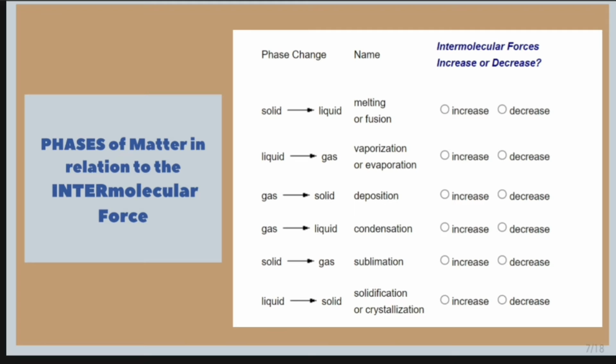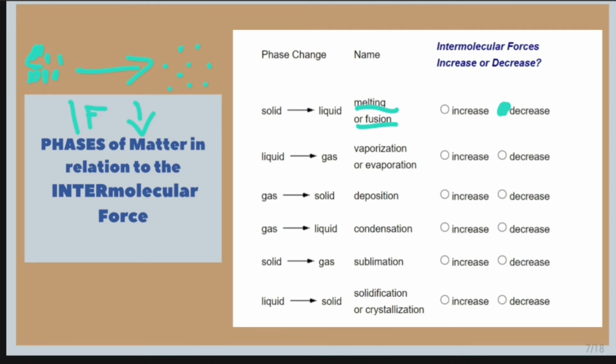Now, let's see what happens to the intermolecular force during a phase change. What happens to the intermolecular force if a solid turns to liquid? Kapag ang phase change ay melting or fusion, the intermolecular force is decreased. Bababa siya. Bakit? Kasi si solid, compact siya. Compact yung molecules niya. Now, kung pupunta siya sa liquid na mas disperse yung molecules, ibig sabihin yung intermolecular force mo, magdi-decrease din.